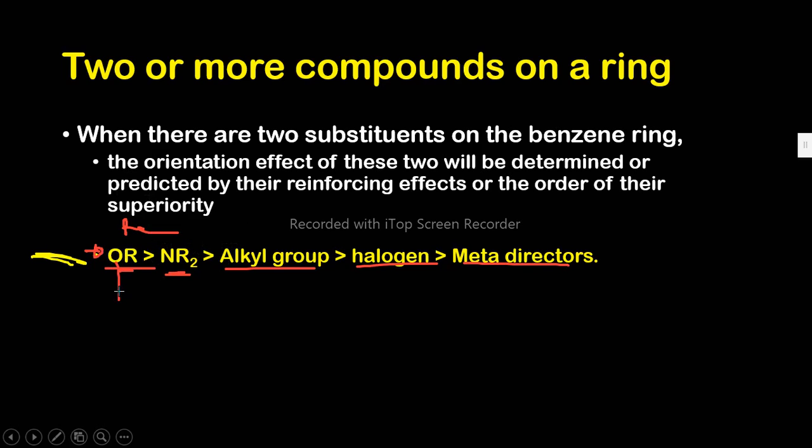Why oxygen? Because oxygen donates electrons towards the ring compared to the nitrogen. So the order is going to be, first where the oxygen is attached, then followed by where the nitrogen is attached, then alkyl group, halogen, and finally meta directors. Okay, let me give you this example and then we call it a day.